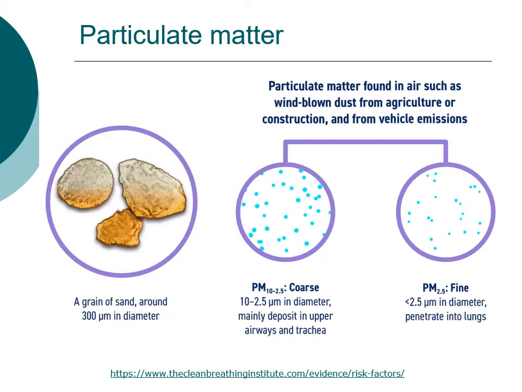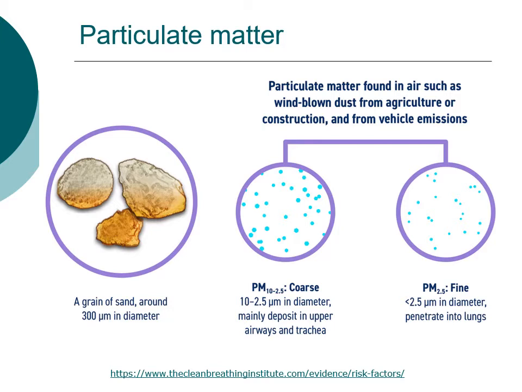Now, as I mentioned, particulate matter is often divided by size. To give you a sense of size of particulate matter, a grain of sand is about 300 microns in diameter. A human hair is about 70 microns in diameter. When we talk about PM10, we're actually talking about that particulate matter that is between 2.5 to 10 microns in diameter. So this is small, significantly smaller than the diameter of a human hair.